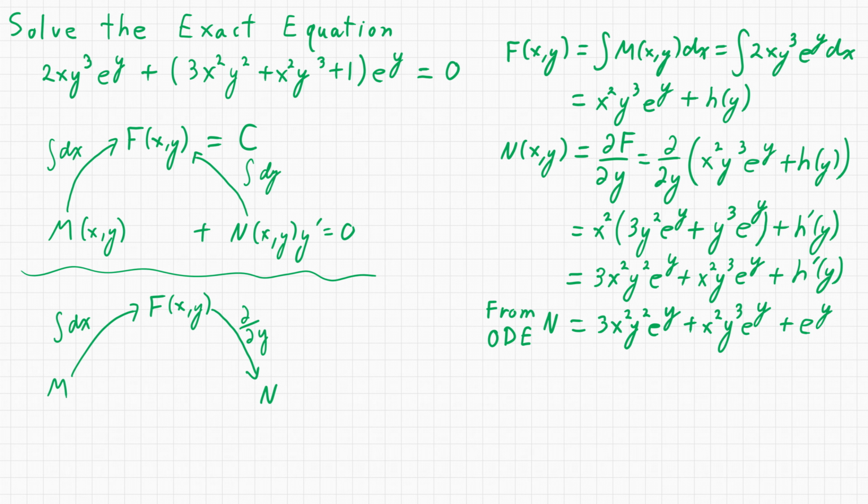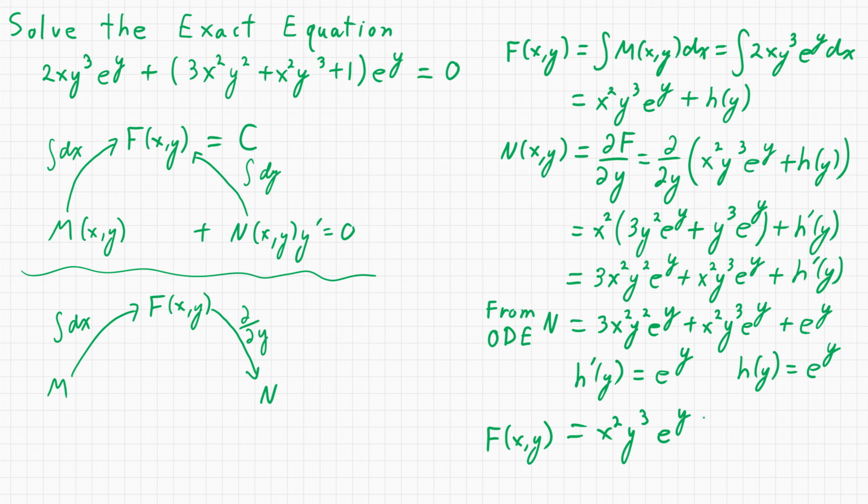The first term matches, the second term matches, and I have this h prime of y and e to the y. That's the only thing left I have to match. So I have h prime of y equals e to the y. Then h of y is just e to the y, right? The integral of e to the y is e to the y with respect to y. And so f of x comma y, if I go back to the f I found up here, is x squared y cubed e to the y plus h of y, which is e to the y.